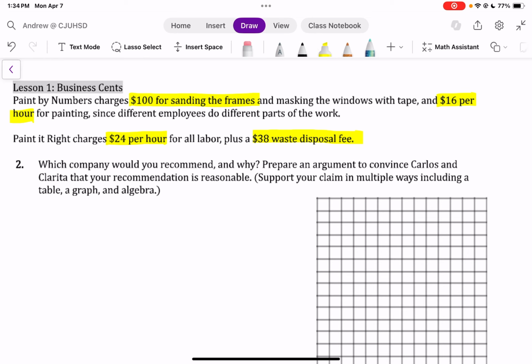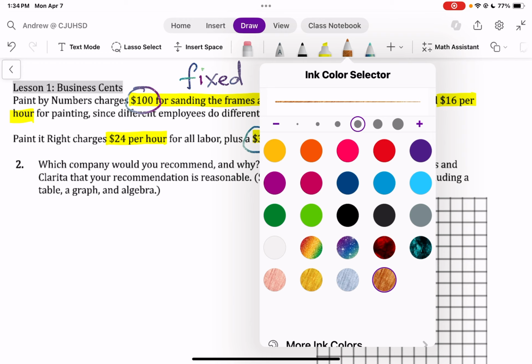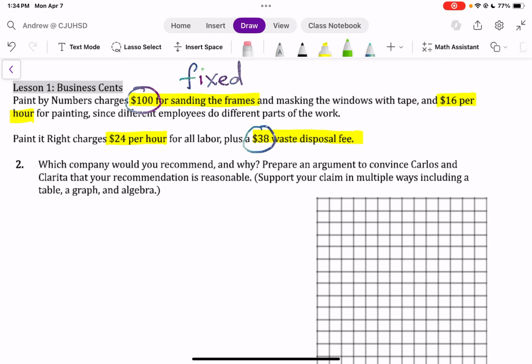Now, there's two kinds of costs in business. There's a fixed cost and a variable cost. So $100 is a fixed cost. It's not going to change. $38 is a fixed cost. And what we mean by fixed is not changing. F-I-X-E-D, not broken and then fixed. No, fixed meaning unmoving. And then the other number is what you would call a variable cost. So $16 per hour, $24 per hour, there's your variable cost.